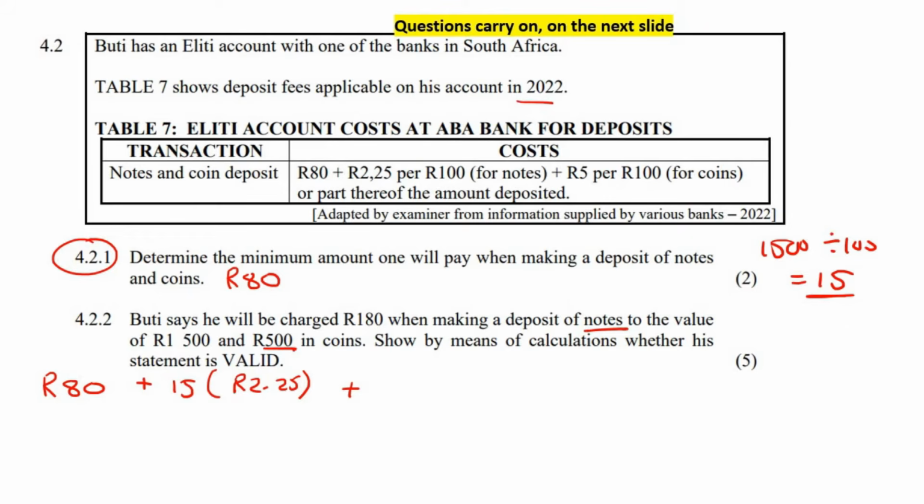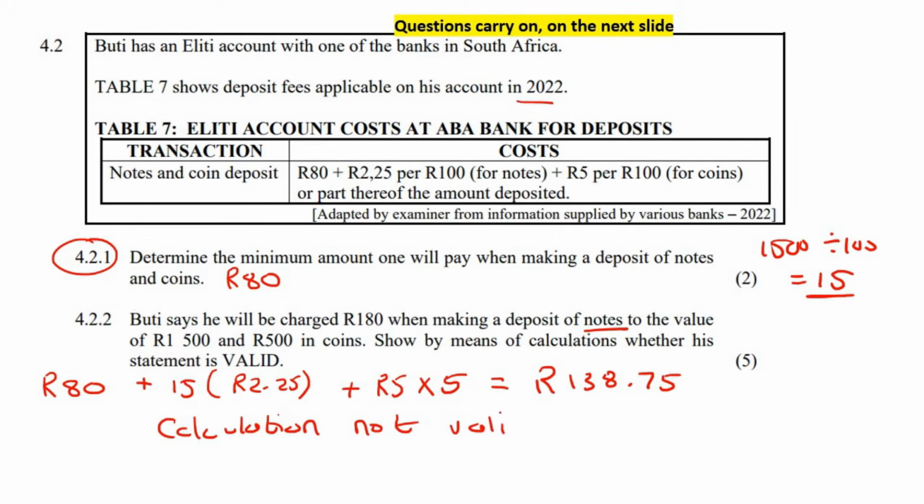And how much do you pay? You pay 5 Rand for every 100 Rand. So how many 100 Rands does he have there? Well, he's got 5 of them. So he's going to pay 5 Rand times 5. Okay? And if you had to go work this all out, you only end up with 138 Rand and 75 cents. So Booty is a little bit wrong. So we'll say that his calculation is not valid.